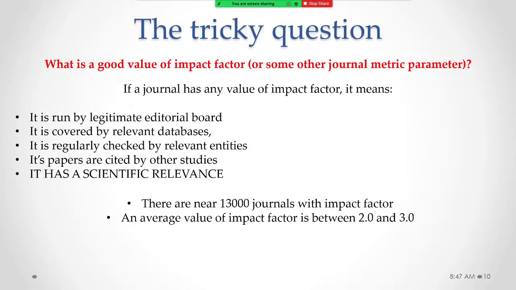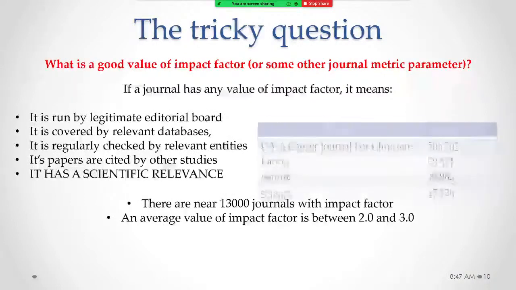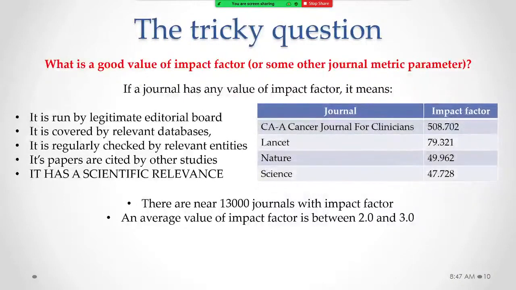As I said before, there are hundreds of thousands of journals, but only around 13,000 journals have some value of impact factor. And an average value of impact factor for these 13,000 journals is between 2 and 3. So here are some extreme examples. This journal, called A Cancer Journal for Clinicians, has an impact factor value of 508, which is an extremely high number.